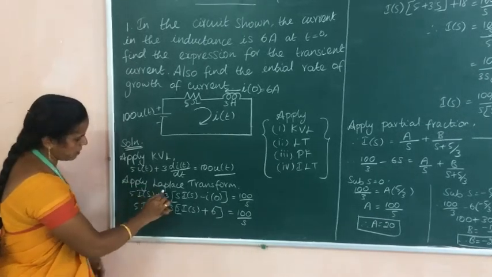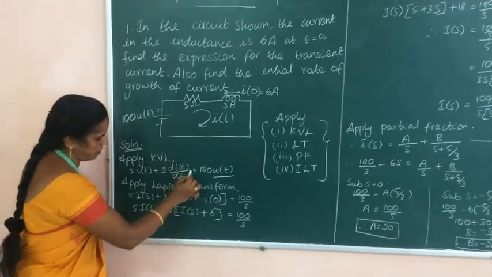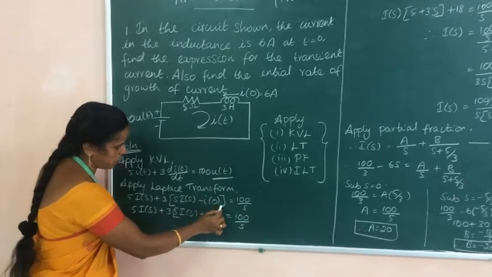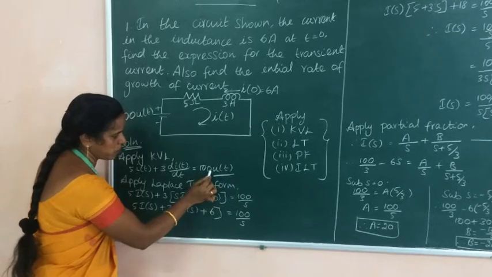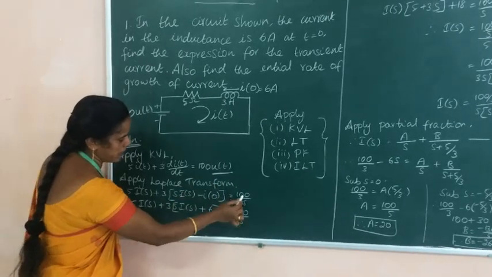Now apply the second step, that is apply Laplace transform. So 5 into I of s plus 3 into, for this di by dt you will be getting, s into I of s minus I of 0, is equal to, for 100 into u of t, which is nothing but 100, and for a constant value the Laplace is 100 by s.